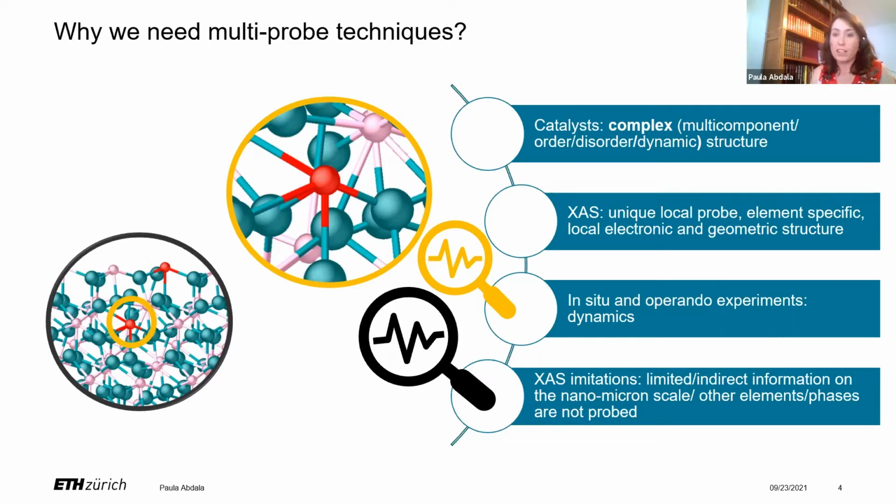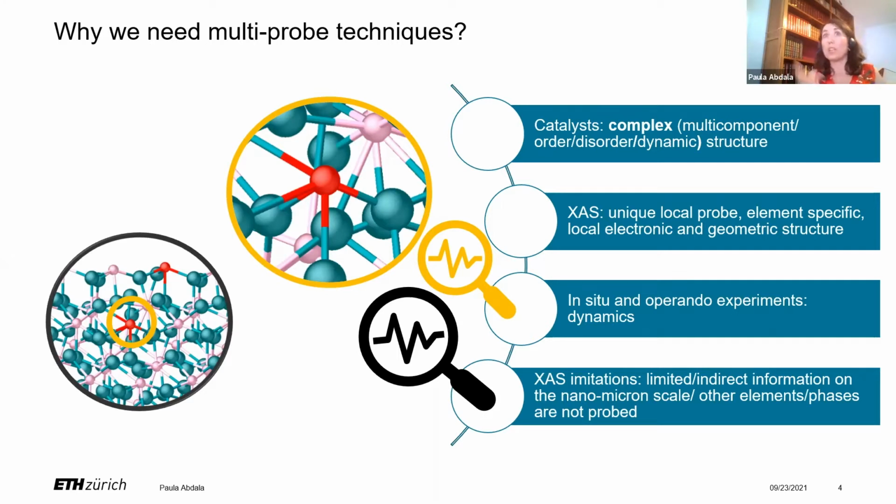Another feature of catalysts is that the structure is typically dynamic, and we need to understand the structure of this material under the conditions at which it works, under relevant catalytic conditions. And for this, X-ray absorption spectroscopy is a key technique because it allows us to study selectively the local environment, the geometry, and the electronic structure of our target element under relevant catalytic conditions.